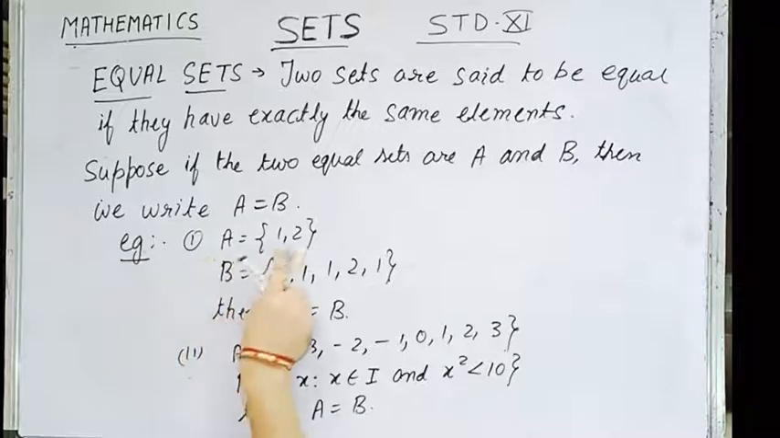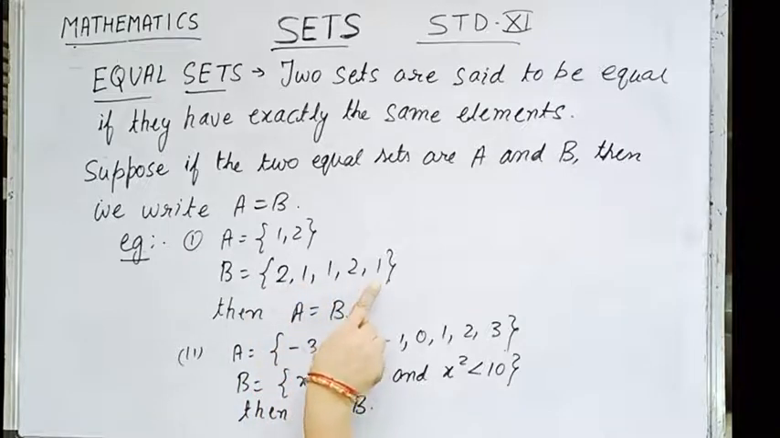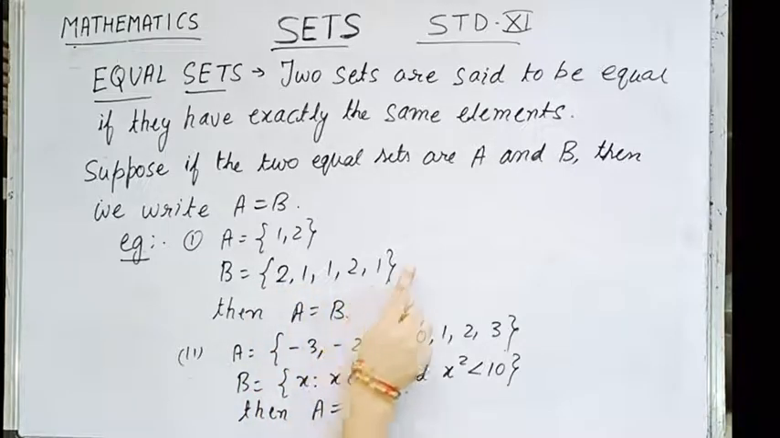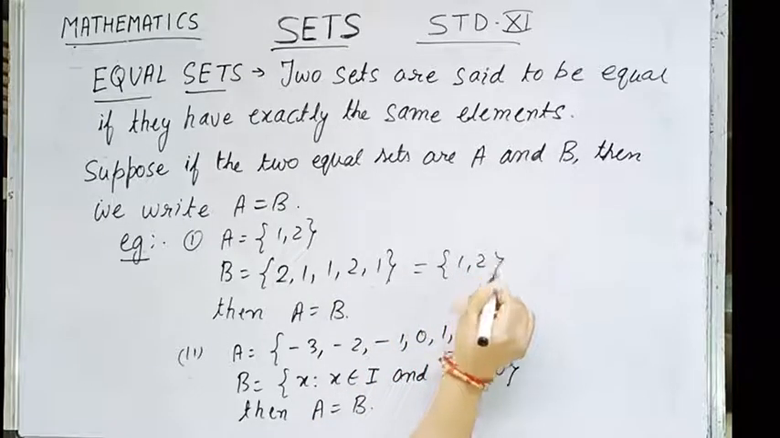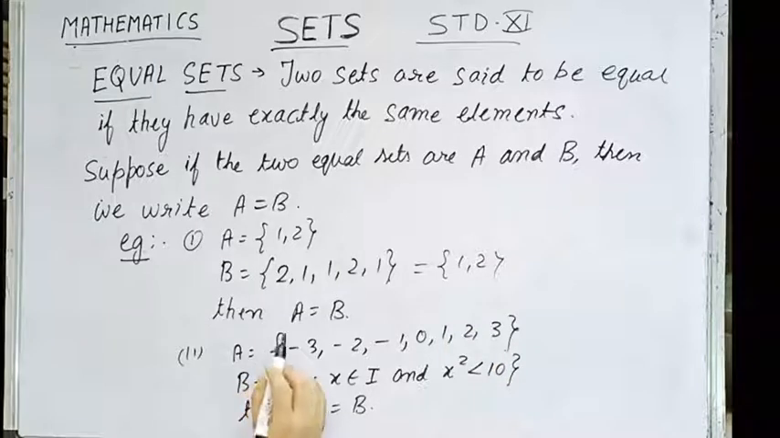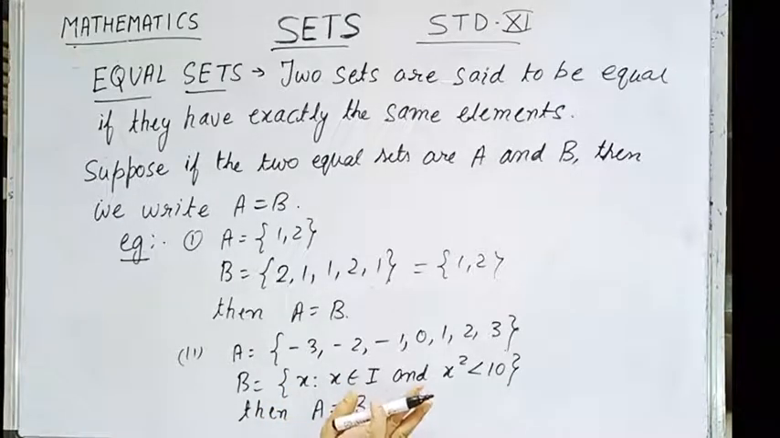Suppose A equals {1, 2} and B equals {2, 1, 1, 2, 1}. Here the elements are repeating. So obviously this is a set containing the elements 1 and 2 only. Therefore we can write A equals B, that is set A equals set B. That is, A and B are equal sets.